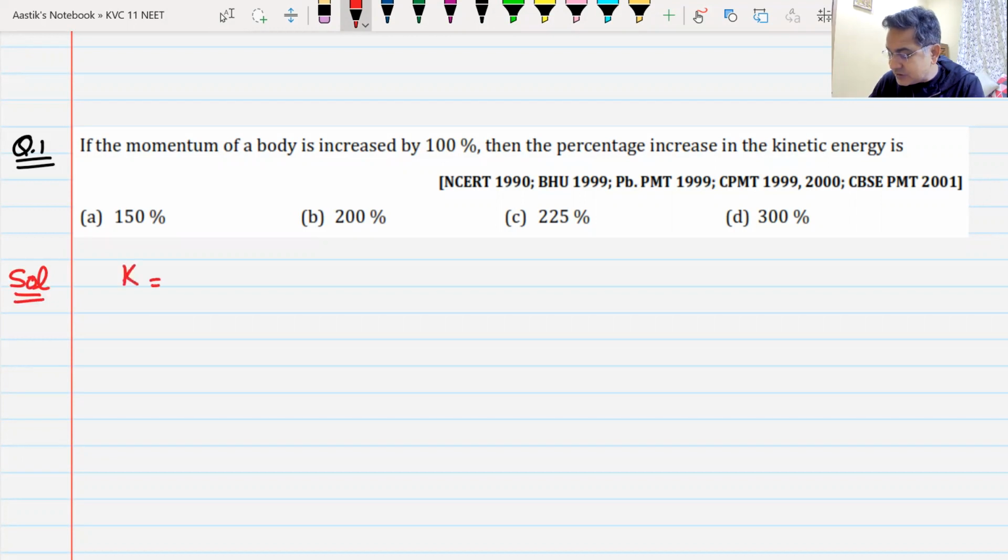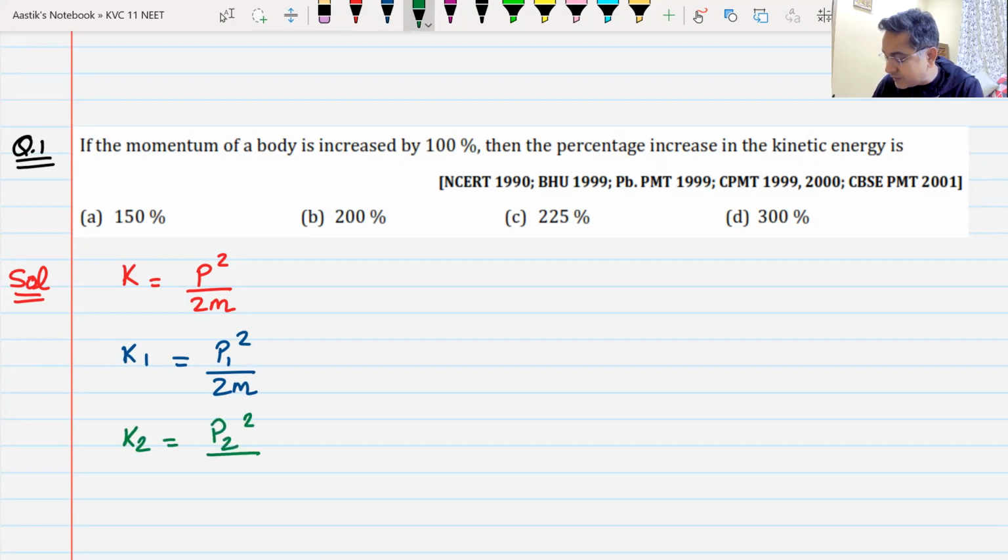I know the kinetic energy is p square divided by 2m. Do we remember this formula? Just now I have given you this formula, p square by 2m. Remember, the mass of the body has not changed. The only thing that would have changed is the velocity, and therefore the momentum changes, and therefore the kinetic energy changes. If I call the initial kinetic energy K1, K1 will be P1 square by 2m. Then I have the final kinetic energy K2, which will be P2 square divided by 2m.